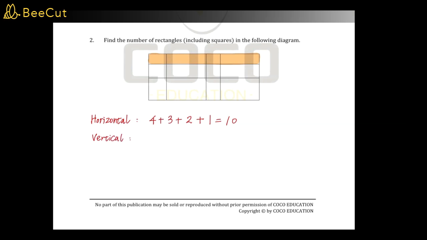Then let's check for the vertical direction. Small rectangle, we have 1, 2, 3. 3 of them. Then after that, those consists of two regions is 2. The whole thing is 1. So altogether, there's 6. Now we combine the two directions together. 10 times 6 equals to 60.